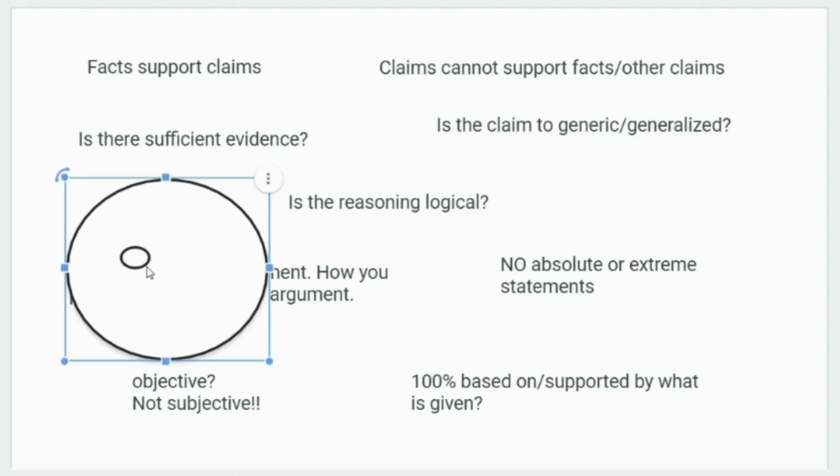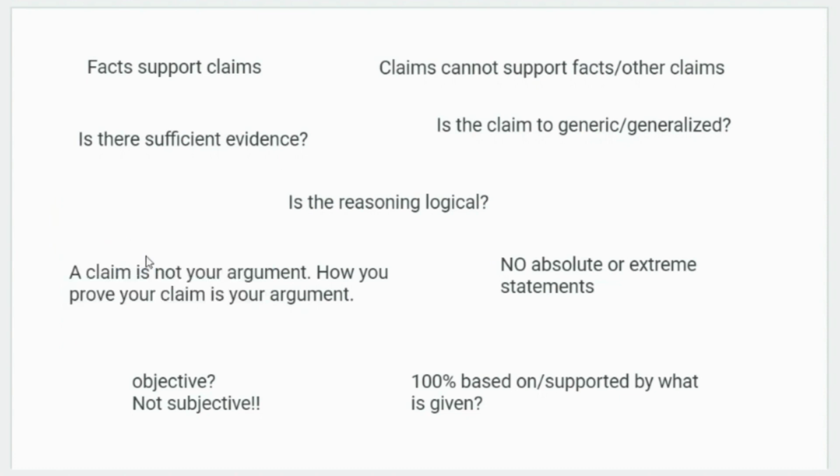So an observation that is too vague cannot be applied to it, right? That is also a consideration you need to keep in mind when you speak of it. Okay, and the reasoning has to be logical. A claim by itself is not your argument. How you prove your claim is your overall argument. So the claim, along with your reasoning plus evidence, together constitute the argument.